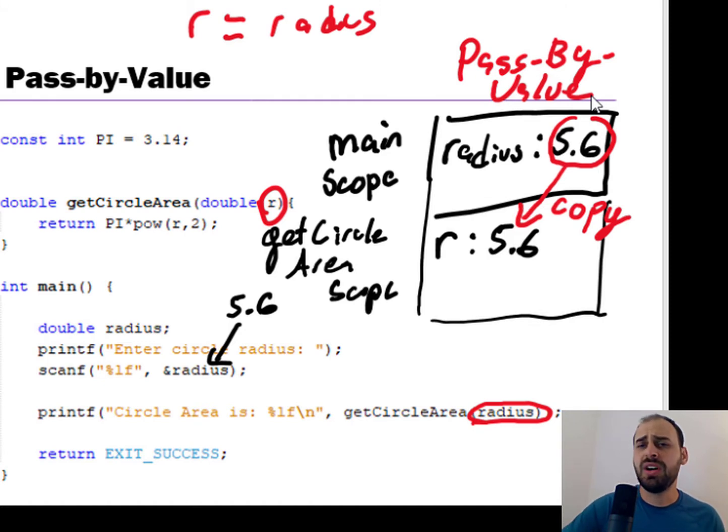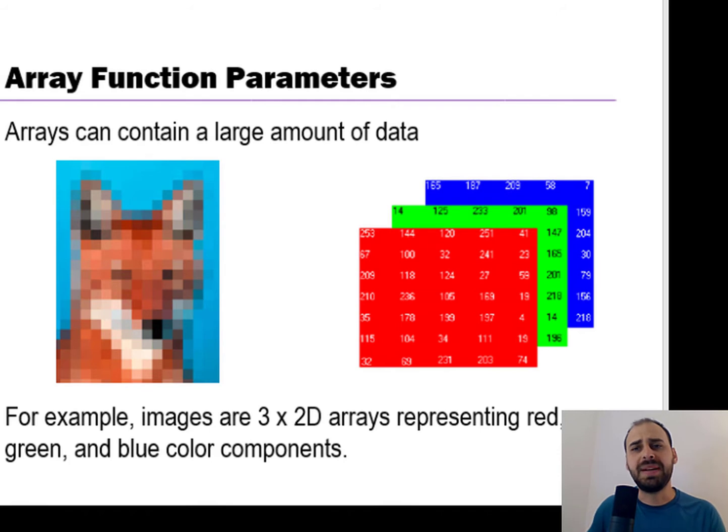To talk about pass by pointer, which is the other one, I want to first talk about when this most often comes up and a little bit of the reason why. So let's talk about arrays. We'll discuss what pass by pointer is and why it is always how arrays are passed into a function. But let's first recognize that arrays can be very, very large.